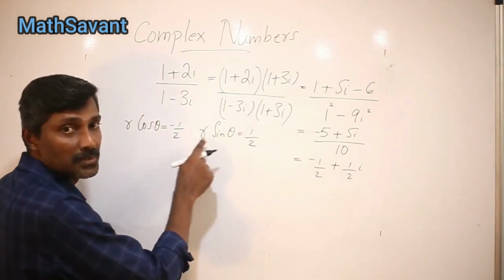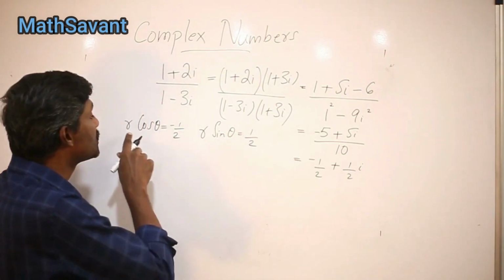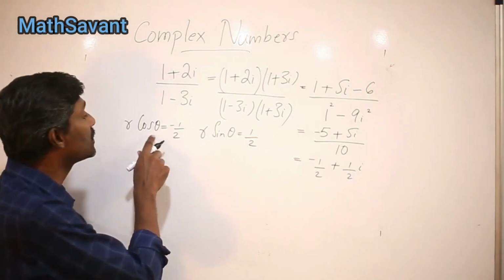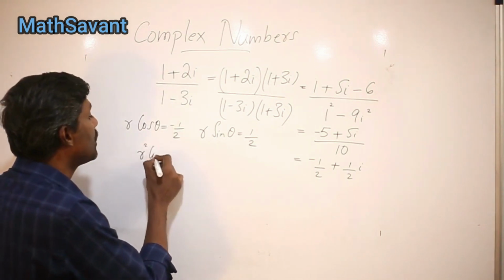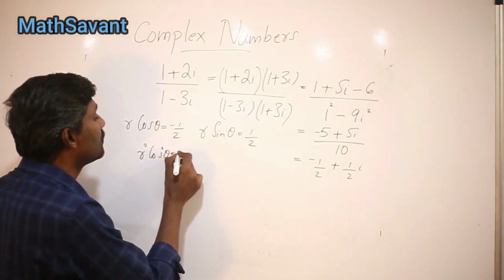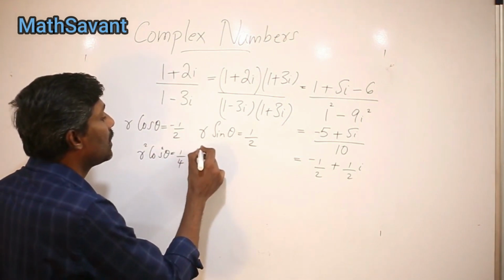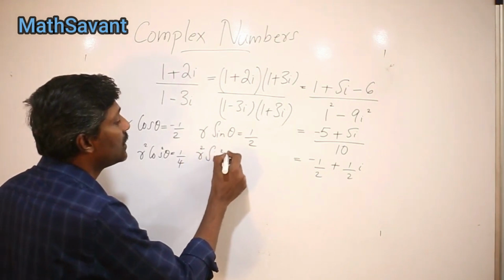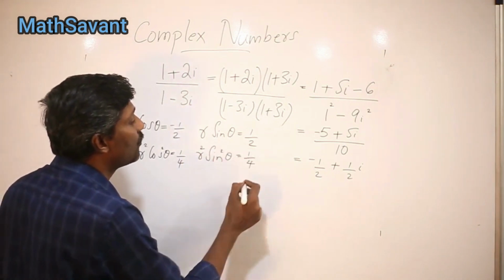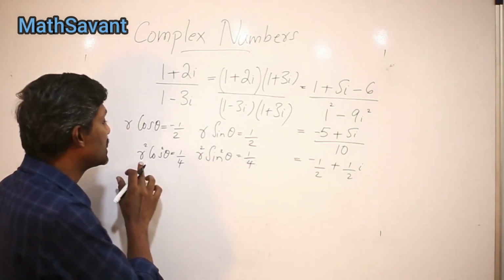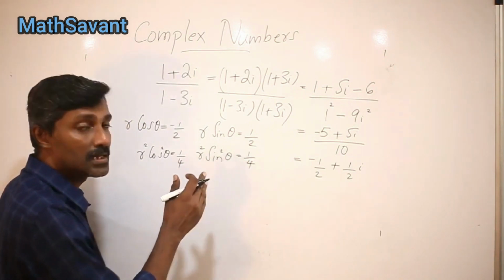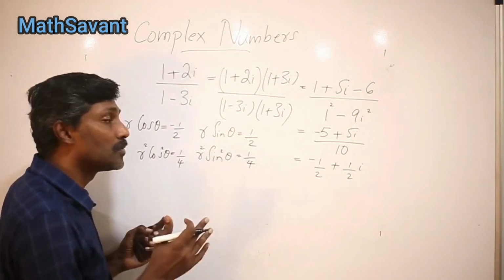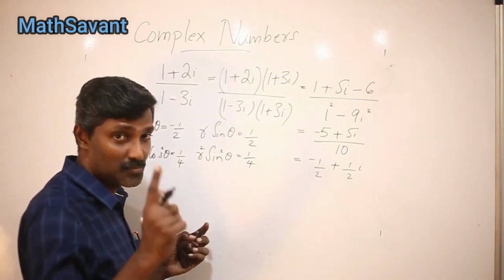Now we square these two terms and we add them. Squaring this term, we get r square cos square theta is equal to 1 by 4, right? So r square cos square theta is 1 by 4 and r square sin square theta is also 1 by 4. Now we add these two terms, we can take r square in common. So what happens is r square into cos square theta plus sin square theta. We already know that cos square theta plus sin square theta is 1.